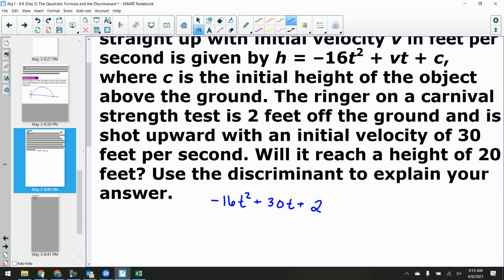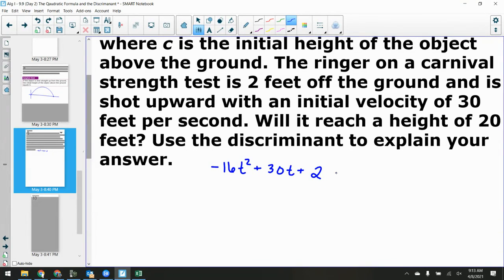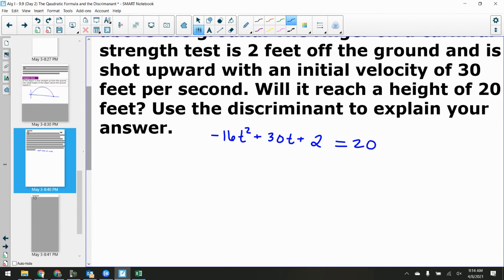Now, let's try to understand what the question is asking. It says, will it reach a height of 20 feet? I'm not asking when it's going to reach it. I'm saying, will it reach? Is there a solution at 20? Will this ever be equal to 20? Is there any solution to that equation? Will the height ever equal 20? Well, to do this problem, is that set up in standard form yet? No, let's subtract over the 20 to the other side.